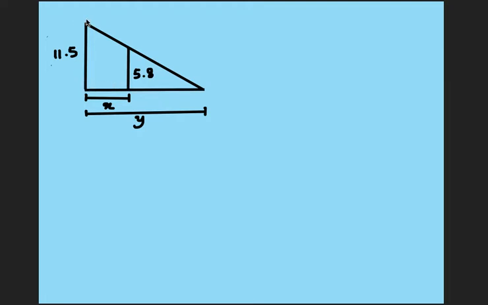We have a street light on the pole. The height of the light is 11.5 feet. A man is walking away from the pole. The man has a height of 5.8 feet. We are going to call the distance of the man from the pole x.